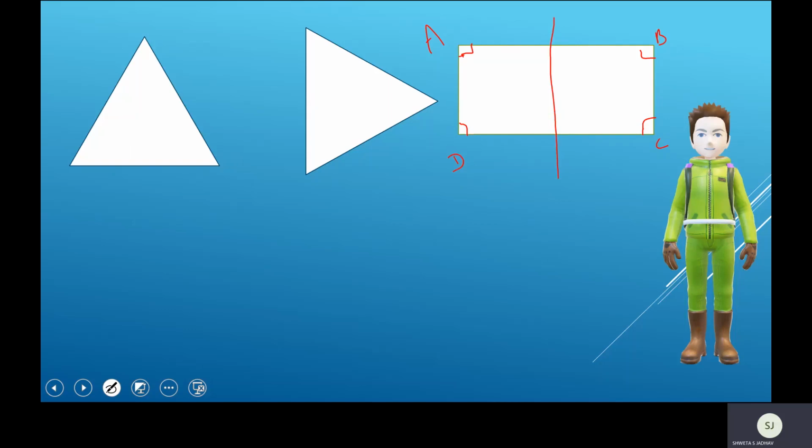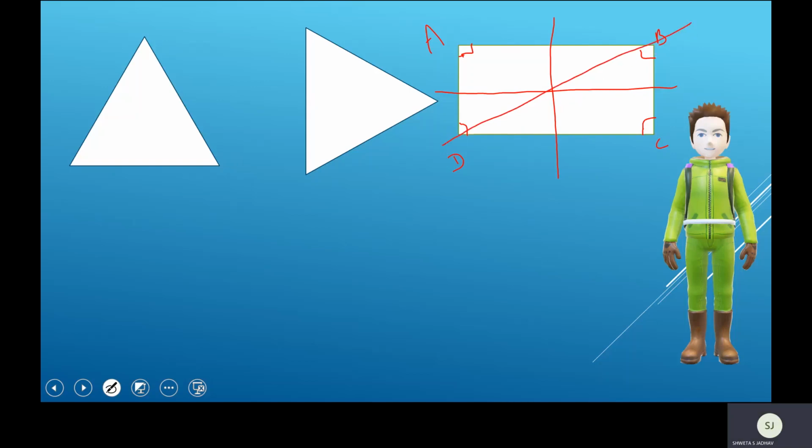Now let's try with a horizontal line. So when we draw a horizontal line also, we can see that AB will be exactly overlapping on DC. So we can say here in the rectangle, we can form two lines of symmetry. One is vertical and one is horizontal. Right. Then in that case, can diagonals also have a line of symmetry? Can we join diagonals in this rectangle to make it a line of symmetry?